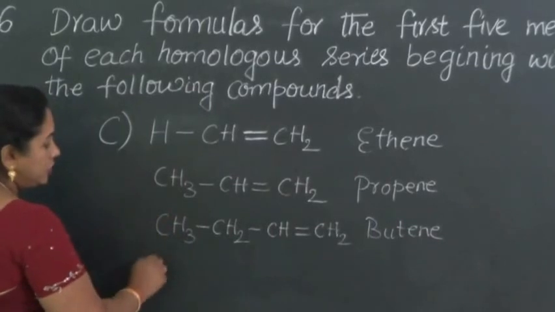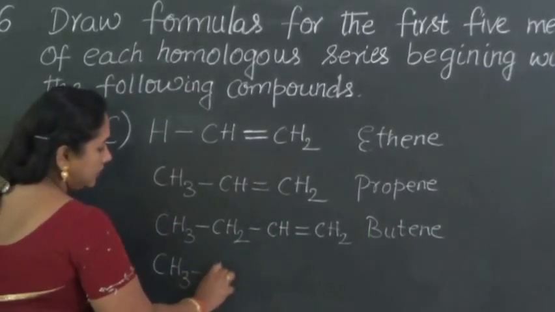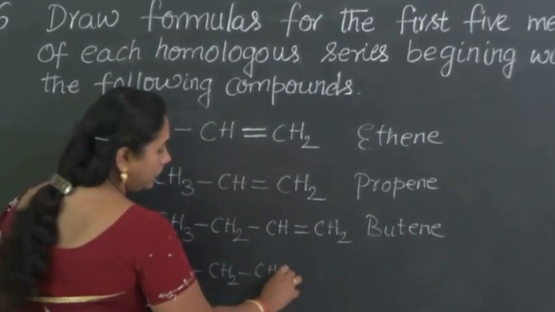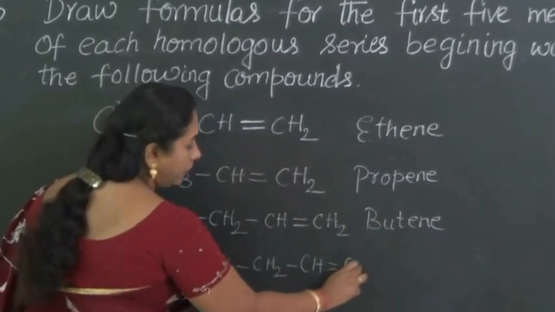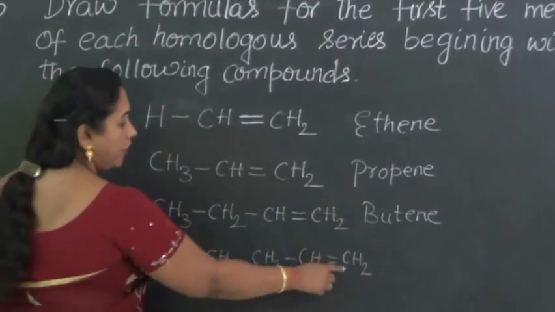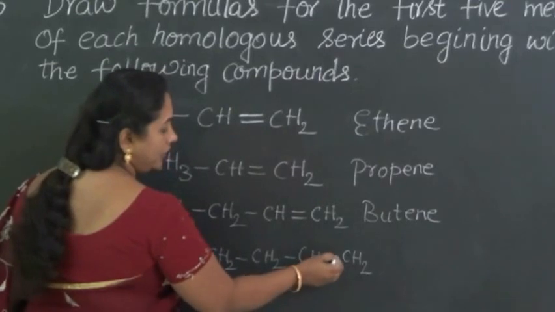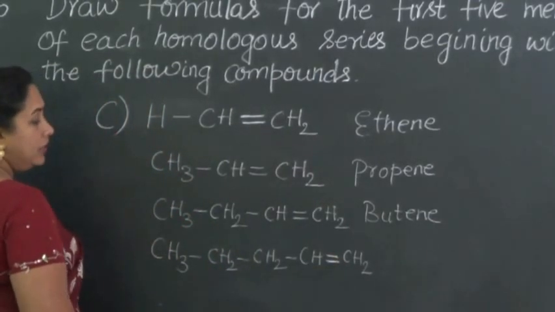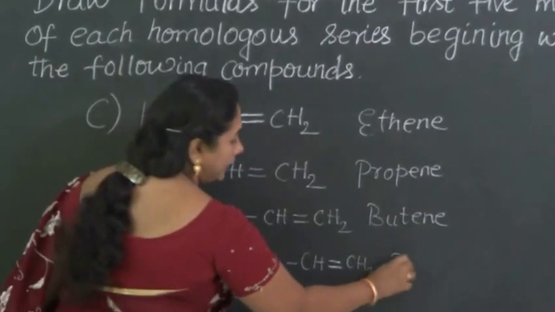Then add a CH2 to this butene. We will get the next member CH3, CH2, CH2. Then retain this as it is, CH double bond CH2. 1, 2, 3, 4, 5. A 5 member chain of carbon atoms linked by a double covalent bond at one end. So therefore the name of this compound is pentene.